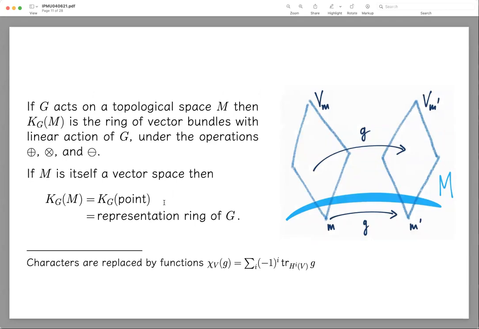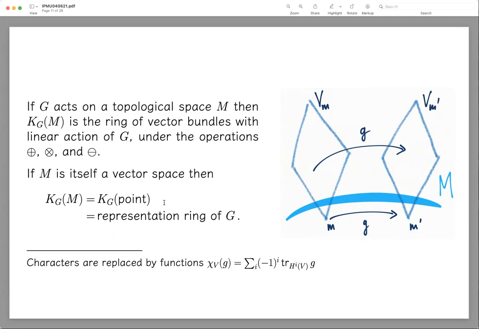So a representation of a group is an action of a group on a vector space by linear transformations. Instead, you can think of an action of a group on a family of vector spaces parameterized by points of some manifold. And so this means you can think of this group G acting on a vector bundle over some topological space M. So those are the objects there. This is called a G-equivariant vector bundle over M. And this you can make a ring, again, just like representations, by taking the direct sum of bundles, the tensor product, and introducing formally the direct difference.